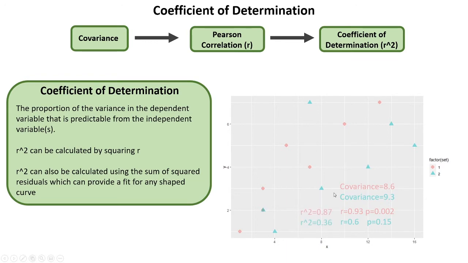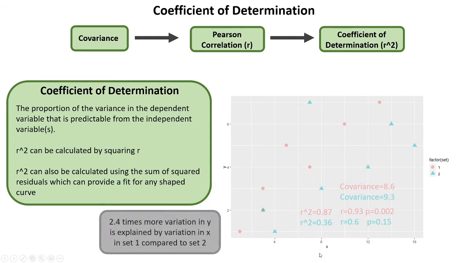So now, if I show you the R squared for the red circles and the R squared for the blue triangles, now you can say something like, for the red circles, 87% of the variability that we see in Y is explained by X. And for the blue triangles, 36% of the variability that we see in Y is explained by the variability we see in X. So we can really make a concrete statement about how much variability in the dependent variable is accounted for by the independent variable.